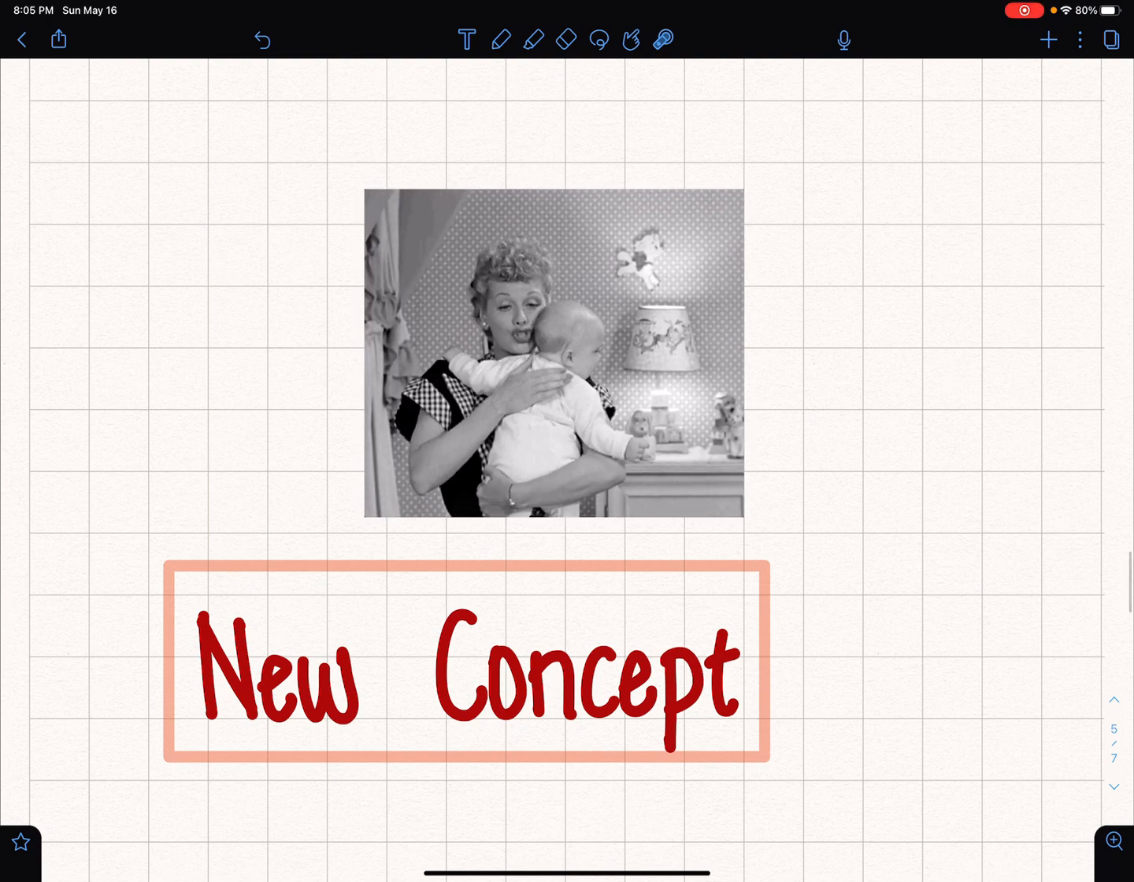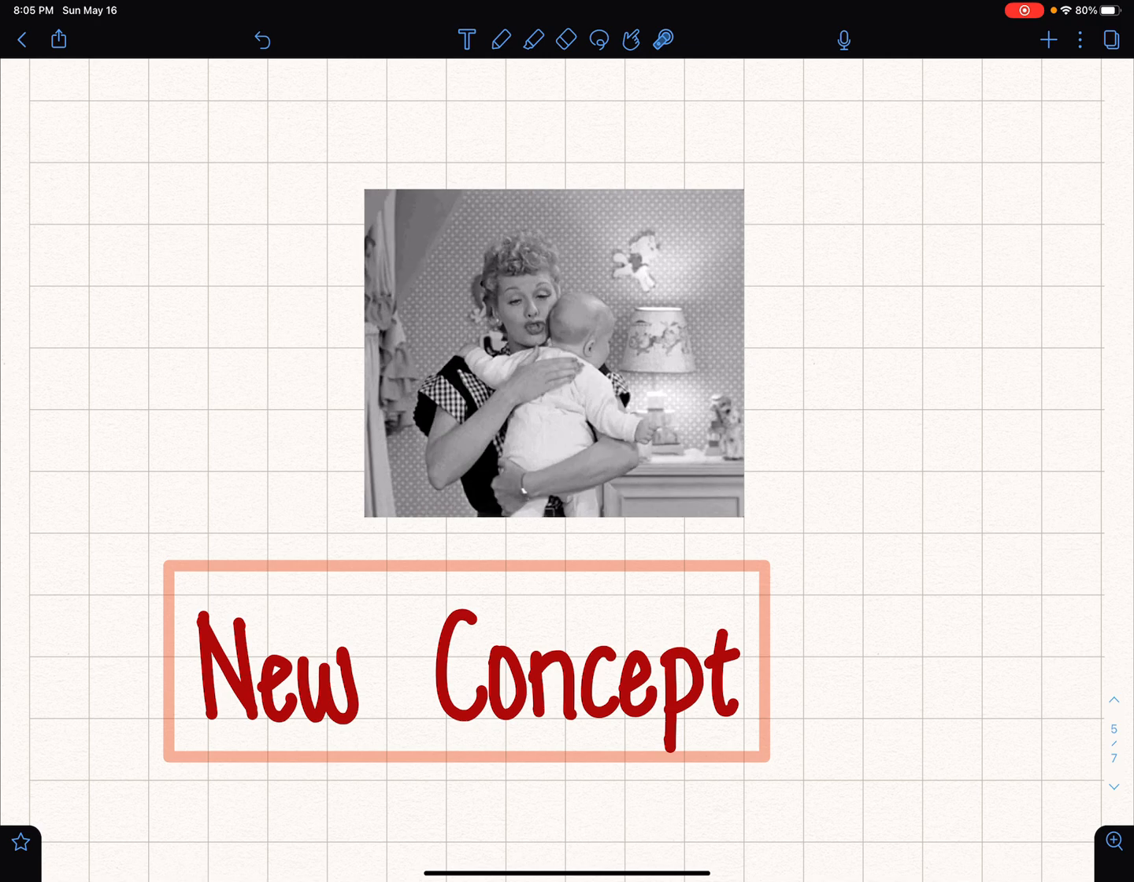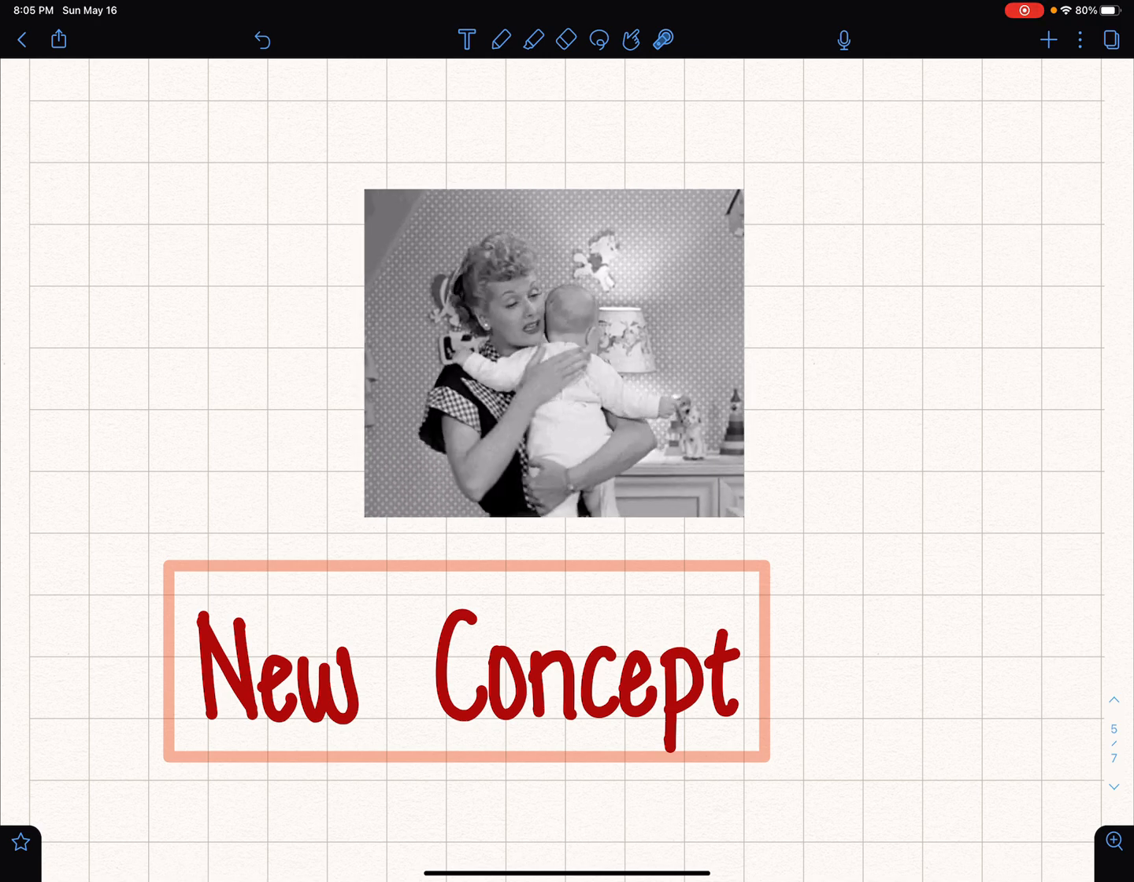All right, let's jump into the new concept. And the new concept is going to be about quadrilaterals. Remember that a quadrilateral is a polygon with 4 sides.